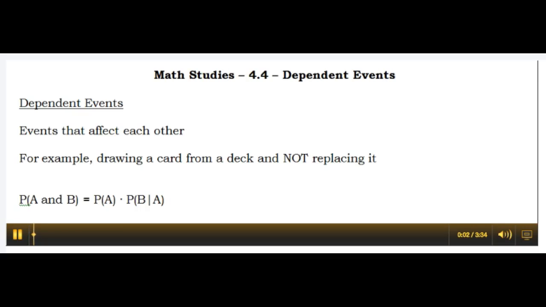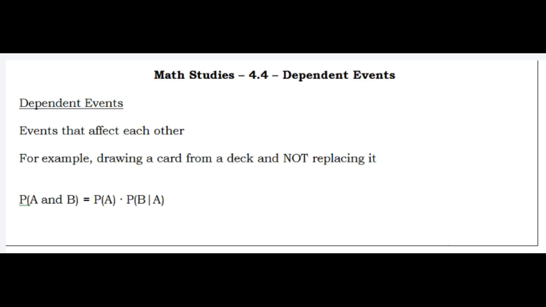This is Math Studies, Section 4.4, Dependent Events. Dependent events are events that affect each other. For example, if you draw a card from a standard deck, don't replace it, and then draw another card, the subsequent card is affected by the first card that was drawn.